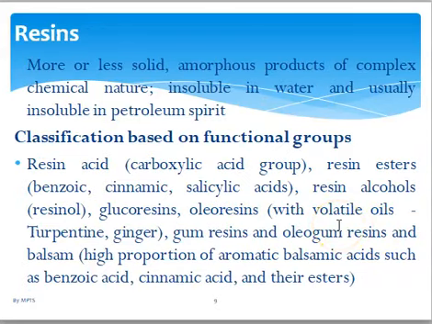Let us talk about resins. Of course, resins are solid or semi-solid amorphous components of plant origin. They are classified as resin acids, resin esters, resin alcohols, resinotannols, the oleoresins, turpentine, gum resins, oleogum resins, and balsams. So remember, it's just a short description of these secondary metabolites. Resins, you should know them.